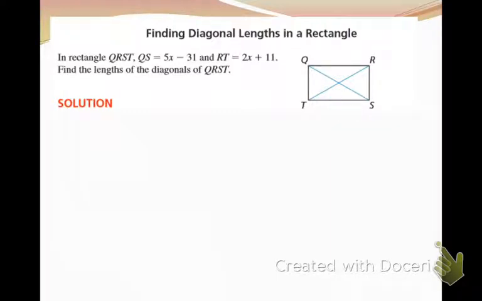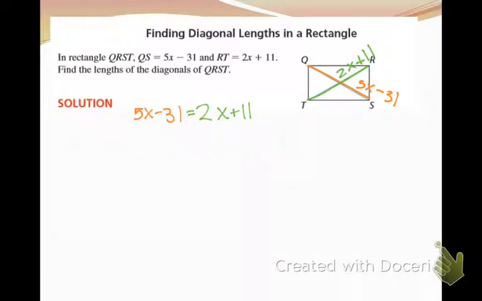You will see a problem like this tomorrow on your quiz. So in rectangle QRST, we have QS, which is 5x minus 31. And then we have TR, which is 2x plus 11. What do I know about my diagonals? They're congruent. So what do I do with them? Set them equal. 5x minus 31 will equal 2x plus 11.